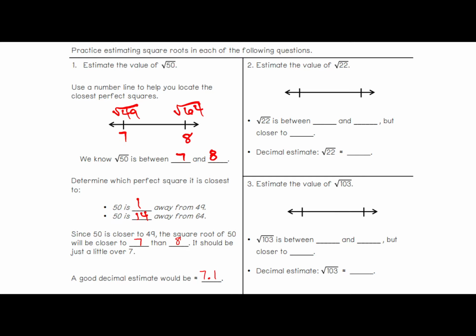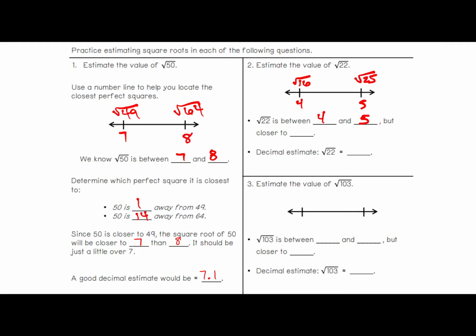Remember, we're estimating. There technically isn't a right or wrong answer. We just need to make it as close as possible. So estimate the value of square root of 22. Again, it is between square root of 16 and the square root of 25. So this is 4 and 5. So we know it's between 4 and 5.